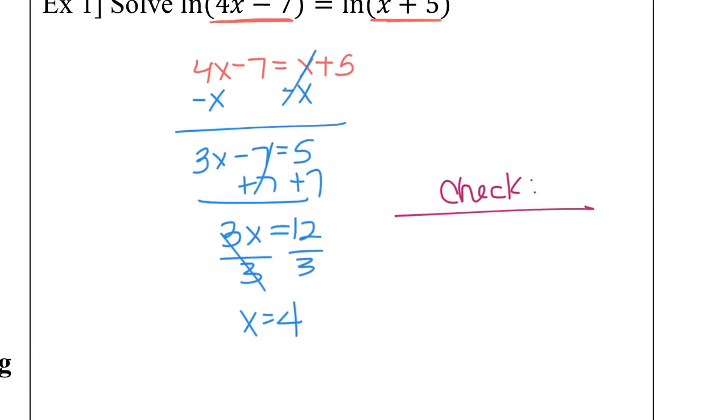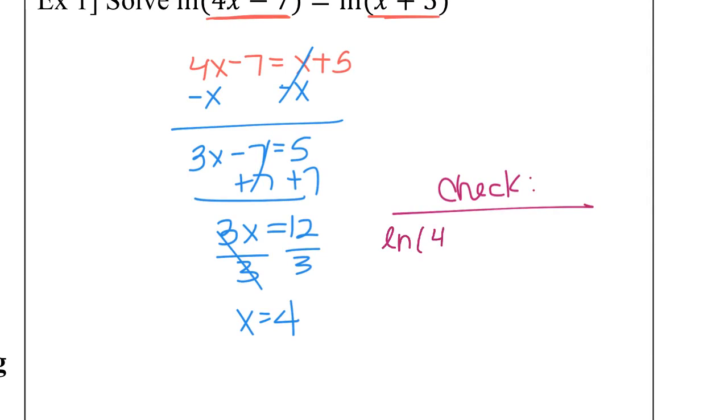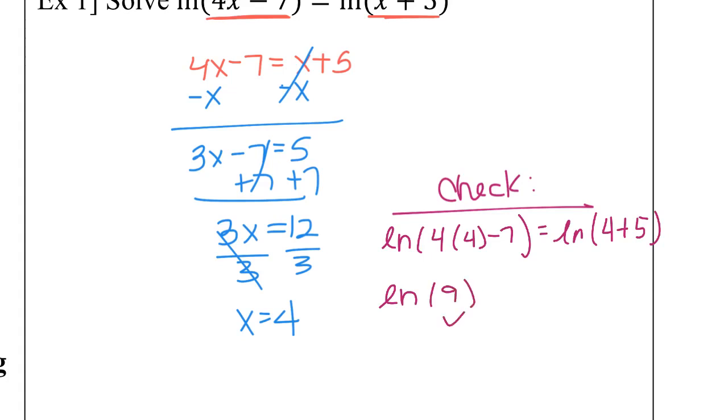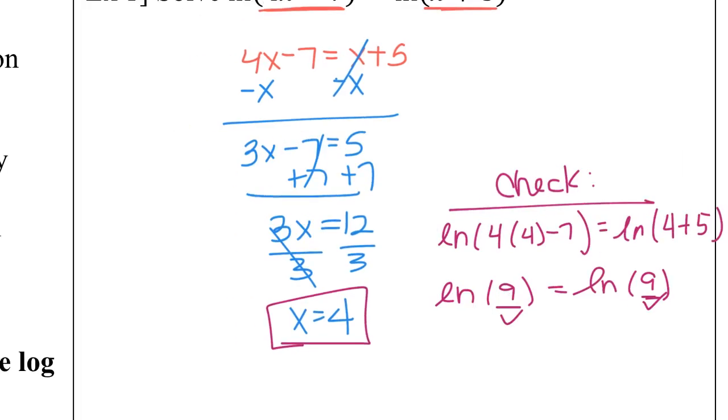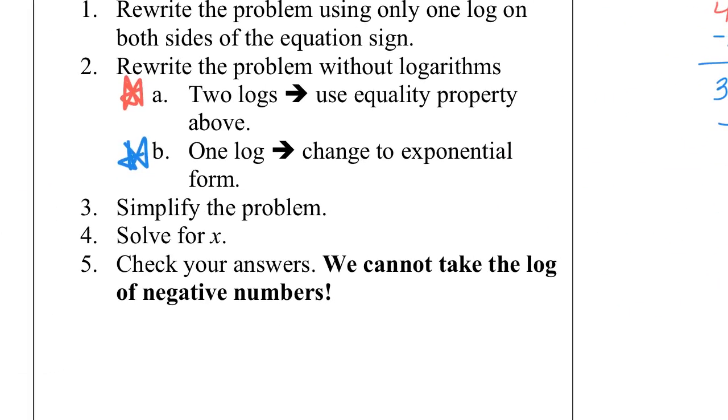So we're going to substitute in 4 where x is. So natural log of 4 times 4 minus 7 equals natural log of 4 plus 5, and make sure I don't have any negatives inside the logarithms. So on the left, 4 times 4 makes 16, and 16 minus 7 makes 9, so that's a positive number, so that's good. And then on the right, 4 plus 5 also makes 9, that one's positive as well. So since both arguments are positive, that means yes, x equals 4 is in fact the solution. You always have to check because you cannot take logs of negative numbers.